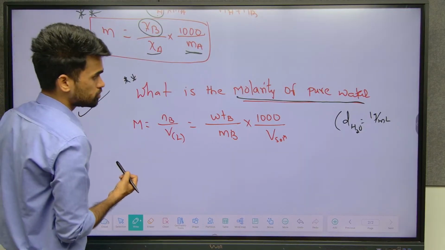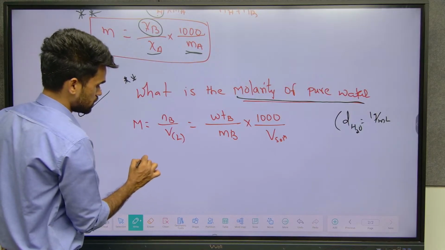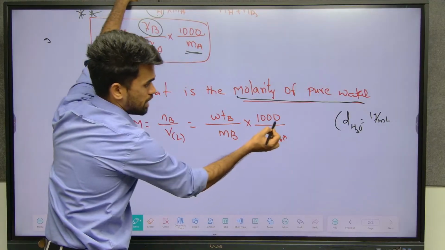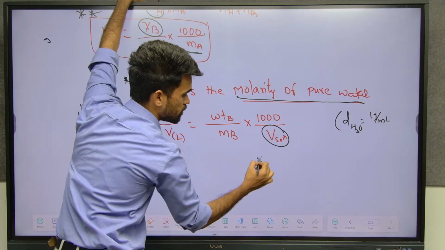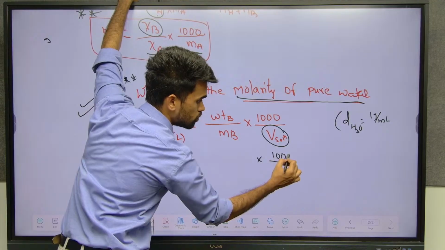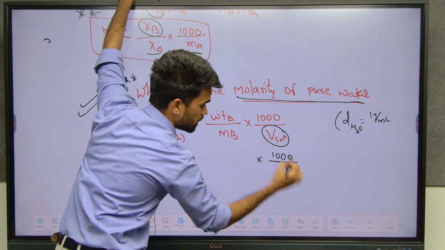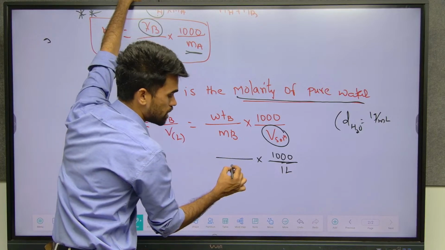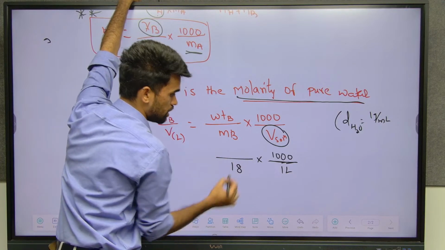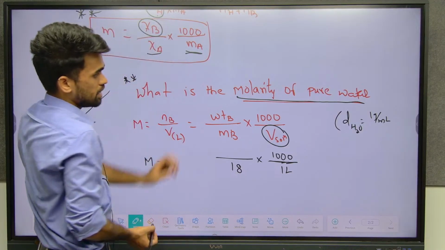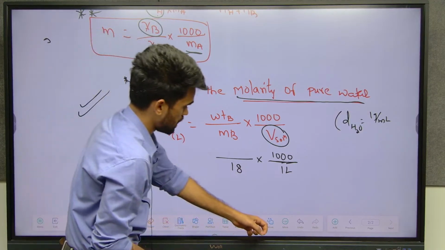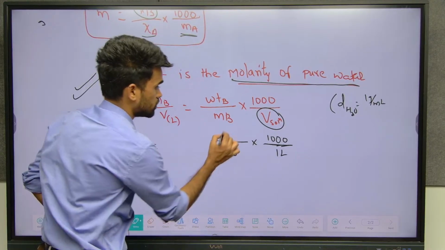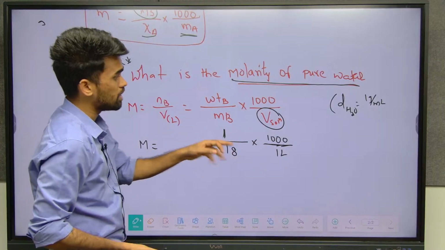Okay. So now what I am saying, consider volume as 1 liter. And what about its molar mass? 18 grams. And then next you can consider weight as 1 gram. Why I have taken like this?